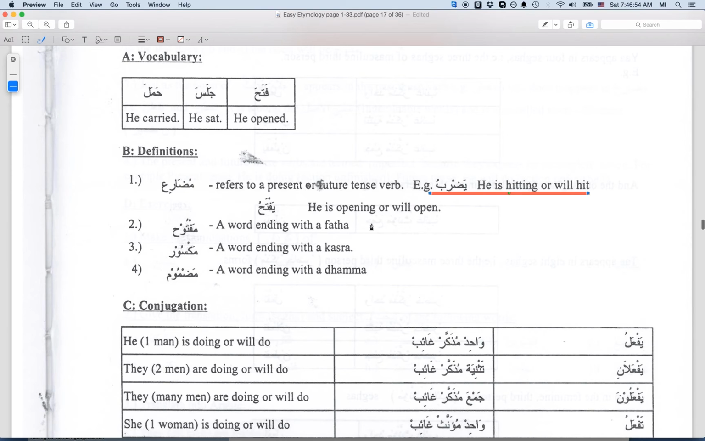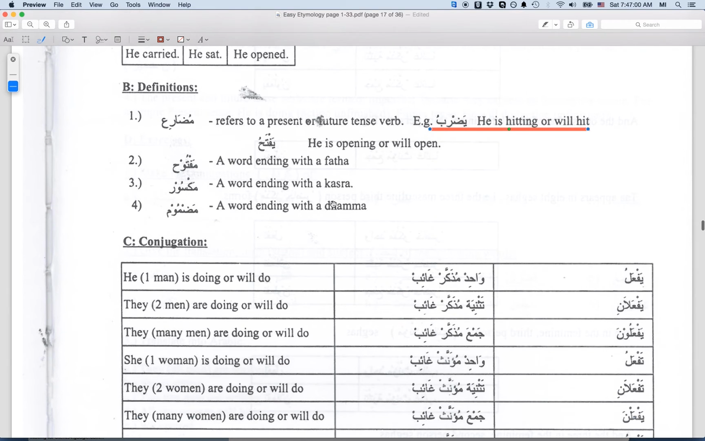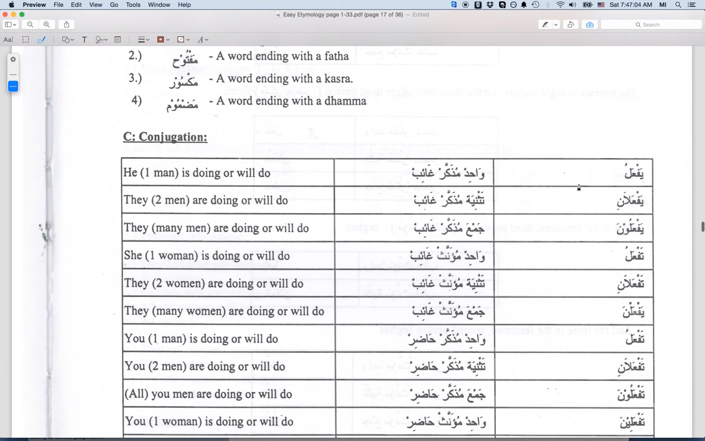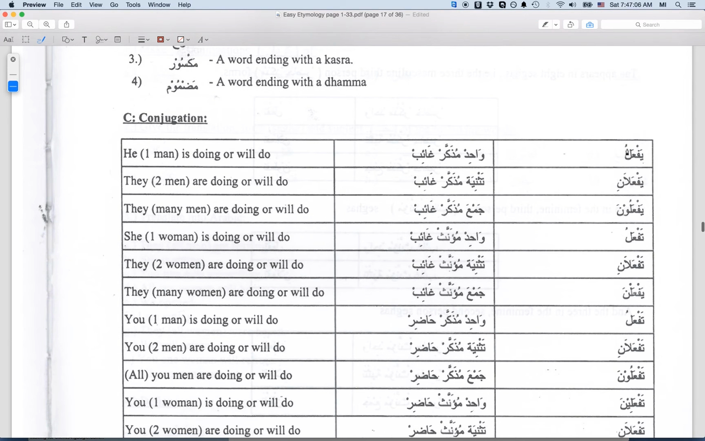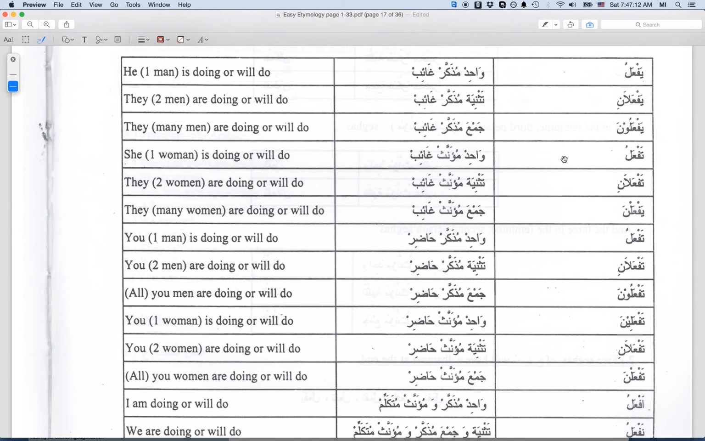يفتح, he is opening or he will open. مفتوح, a word ending with a fatha. مكسور, a word ending with a kasra. مضموم, we know this from the other videos, I think you guys have seen that. يفعل يفعلان, so the rules are like that. فعل becomes يفعل. يفعل يفعلان يفعلون تفعل تفعلان تفعلون, sorry.